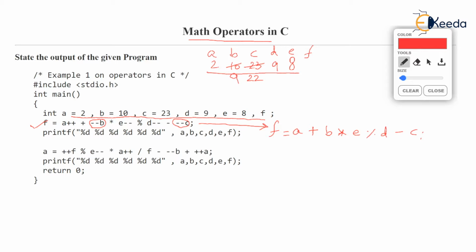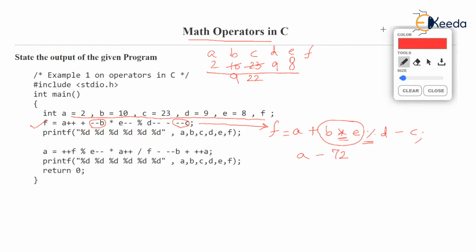So here you know that multiplication and percent have higher precedence than plus and minus. Then which one out of this multiplication and percent will be solved first? Obviously the one which comes first from the left hand side. So b into e will be solved first. So as you see in the table, b is 9 and e is 8. So 9 8s are 72. This part evaluates to 72.